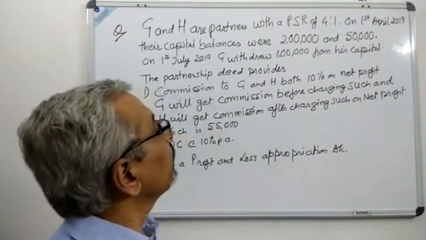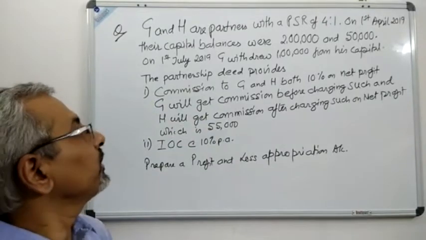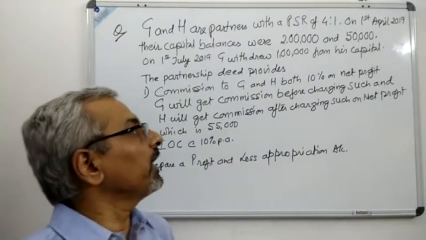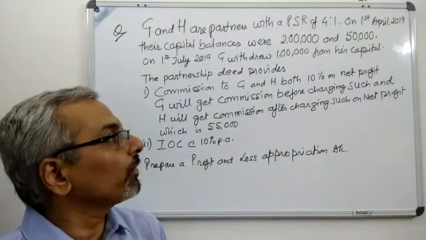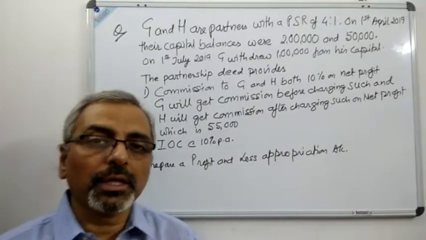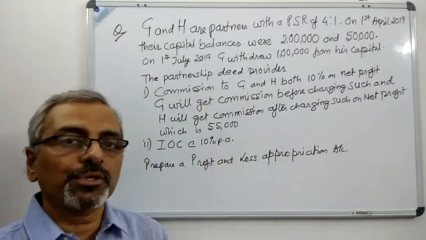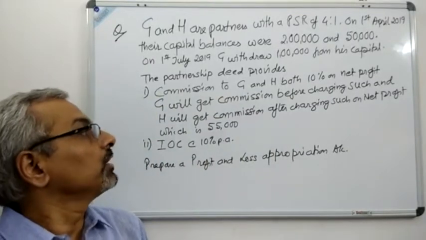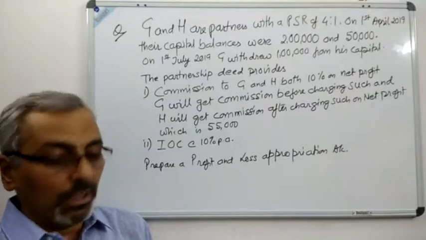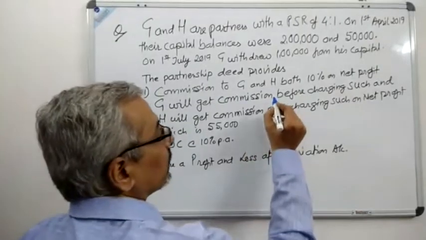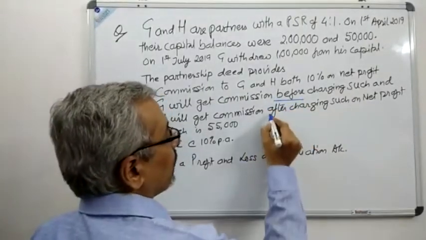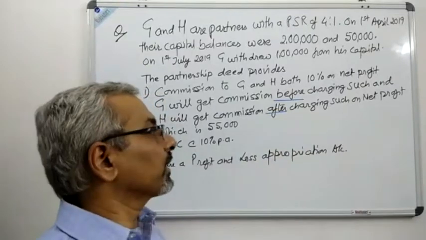Now after that you can see the partnership deed provides commission to G and H both, 10% on net profit. So both are getting a commission of 10% on net profit, but there is additional information given. You can see very carefully, G will get a commission before. The word before has been mentioned over here. G will get a commission before, while H will get a commission after.